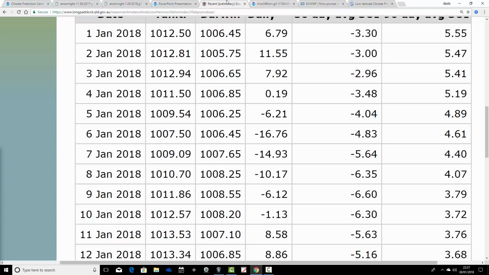This is the SOI, the Southern Oscillation Index. This is from the Bureau of Meteorology in Australia. Now, what you need to know about the SOI is that it's just an index that's reflecting the state of the atmosphere in the southern Pacific Ocean. So this is sort of reading the pressure readings between Darwin in northern Australia and Tahiti in the southern Pacific Ocean.